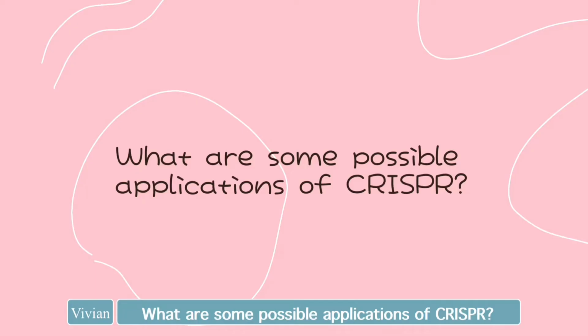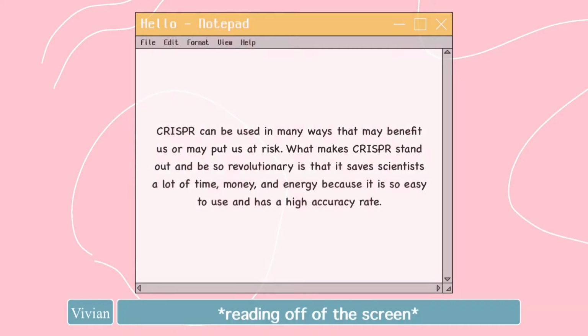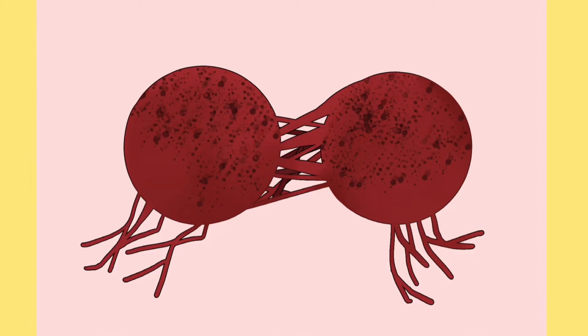What are some possible applications of CRISPR? CRISPR can be used in many ways that may benefit us or may put us at risk. What makes CRISPR stand out and be so revolutionary is that it saves scientists a lot of time, money, and energy because it is so easy to use and has a high accuracy rate.